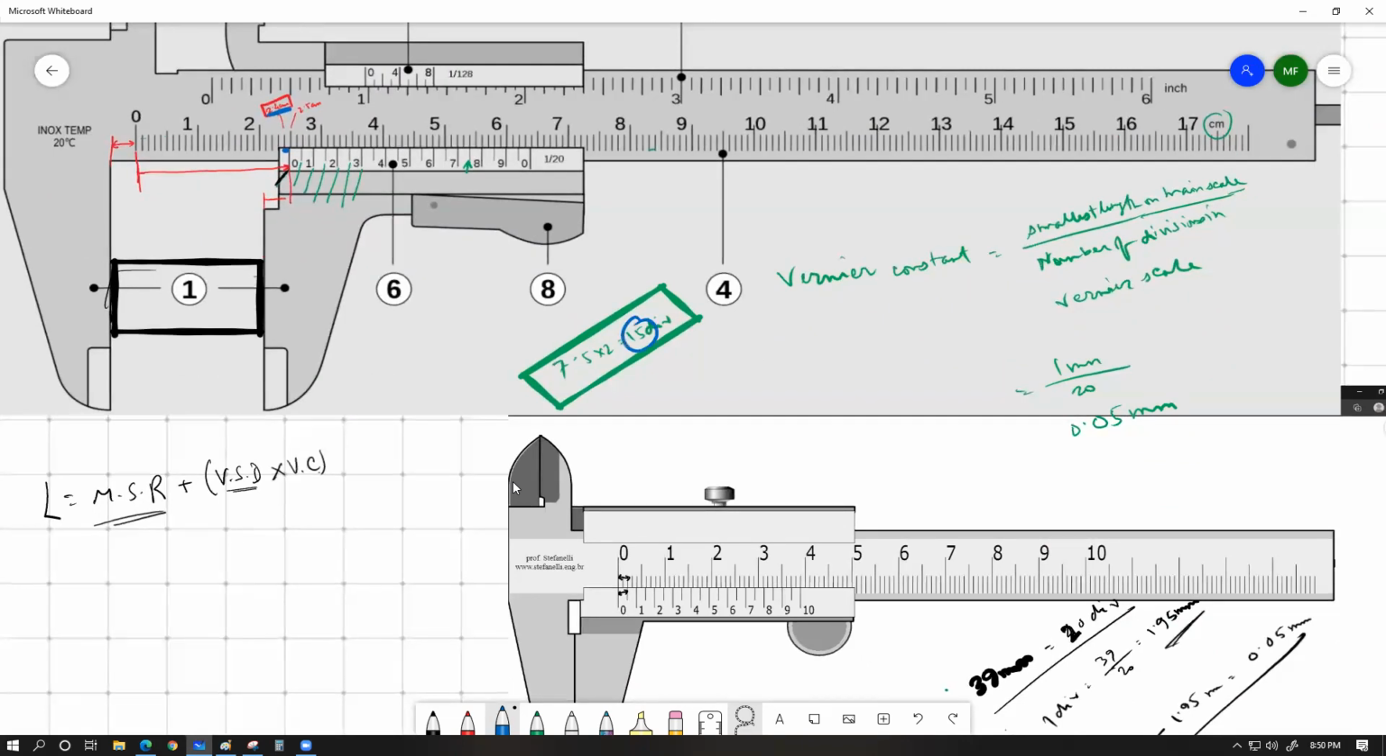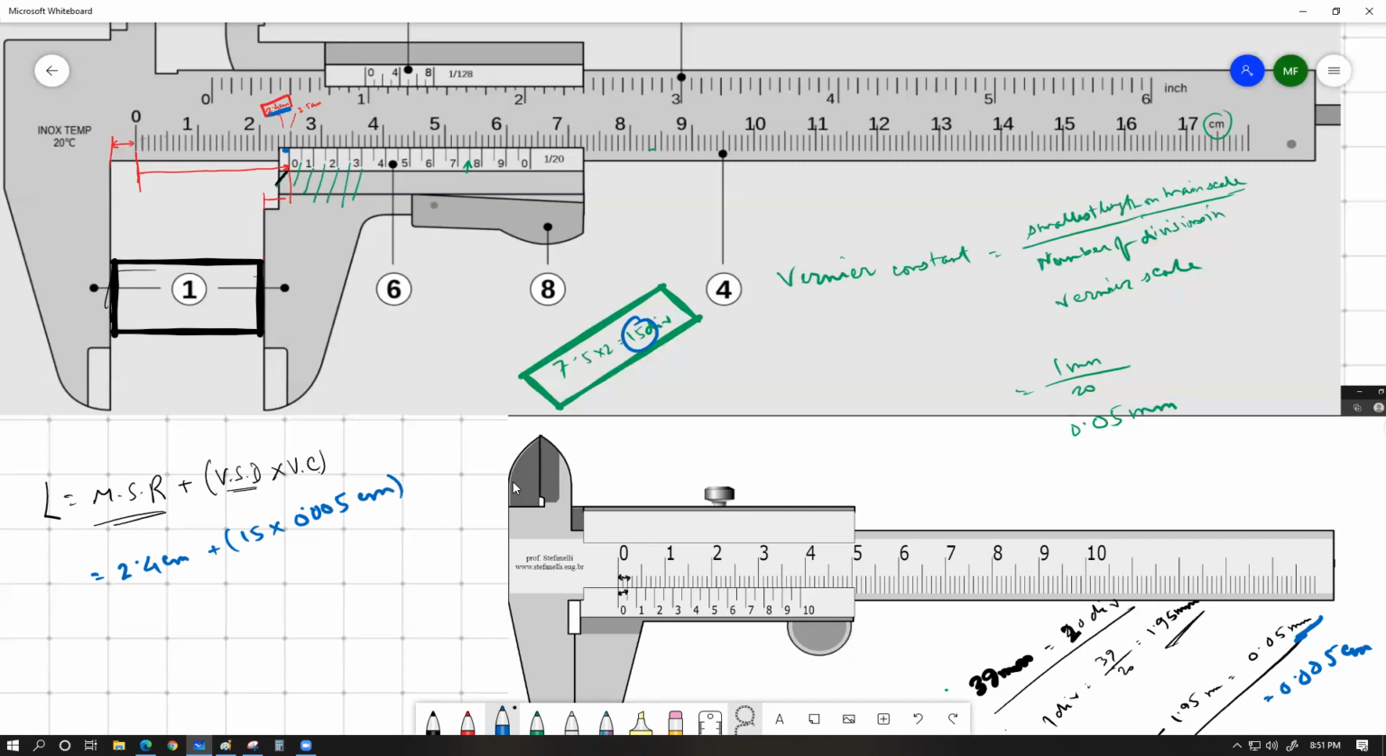15 division. So we do the math with this: the total length of the object is going to be 2.4 centimeter, this one the main scale reading, plus 15 multiplied by 0.05 millimeter. This was millimeter. If I want to make it into centimeter, I should divide it by 100. So this should be 0.005 centimeter.